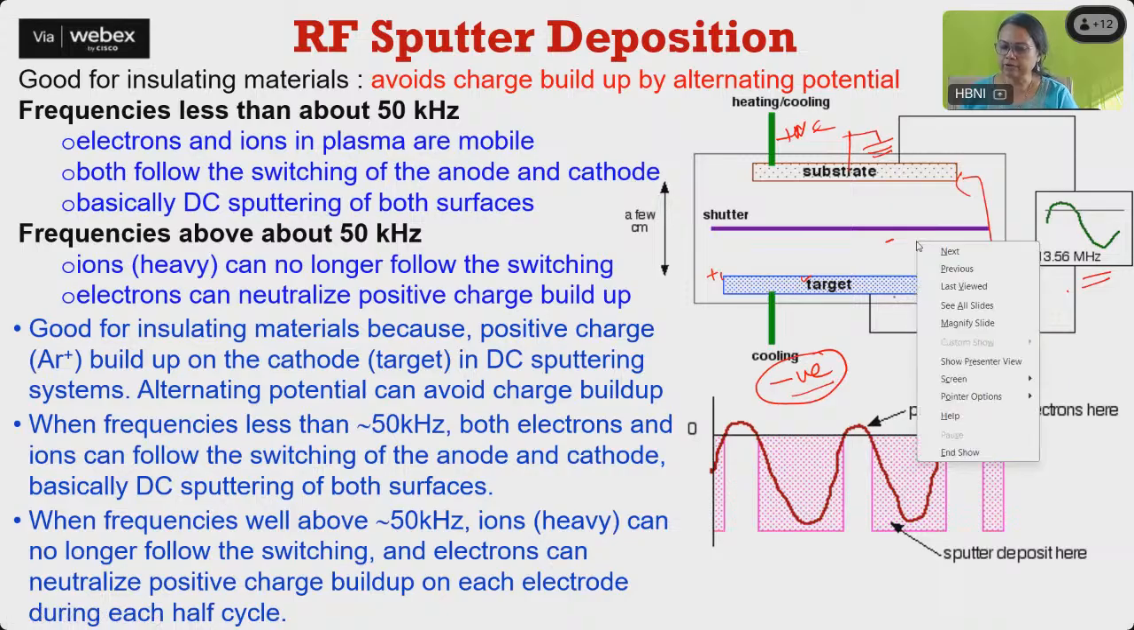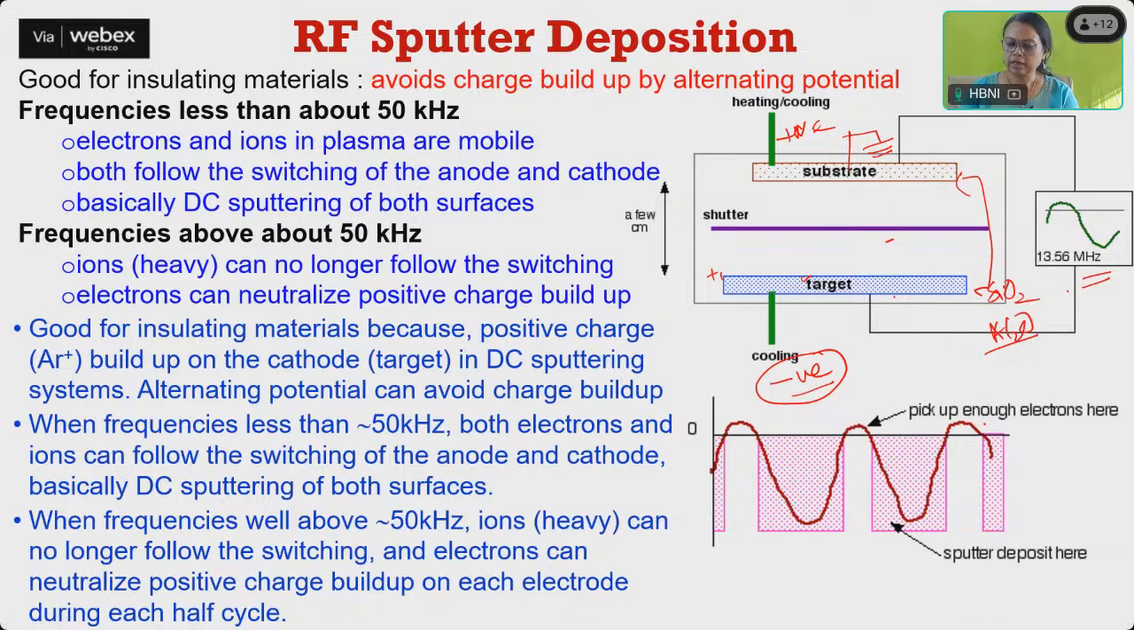So the electrons which will be coming now will be neutralizing the argon ions. This is good for insulating material because positive charge buildup on the cathode in a DC sputtering system can be avoided.